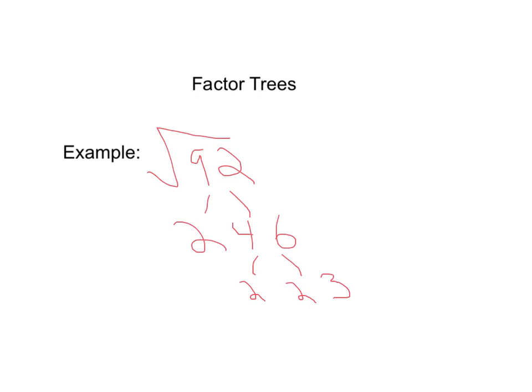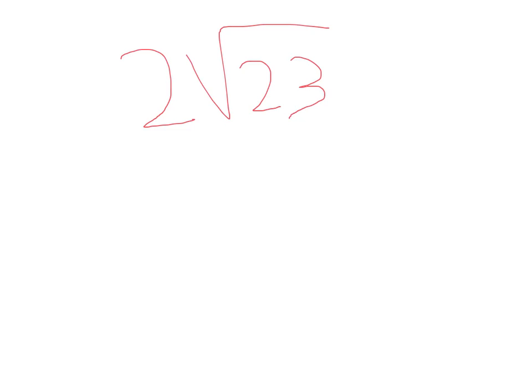2 and 23. Then afterwards, you look at pairs of the same number. For instance, you have a pair of 2's and only one 23. The pair of numbers that makes up 92 goes outside the radical, and the number that doesn't have a pair goes inside. And there you go. Your final answer is 2 root 23.